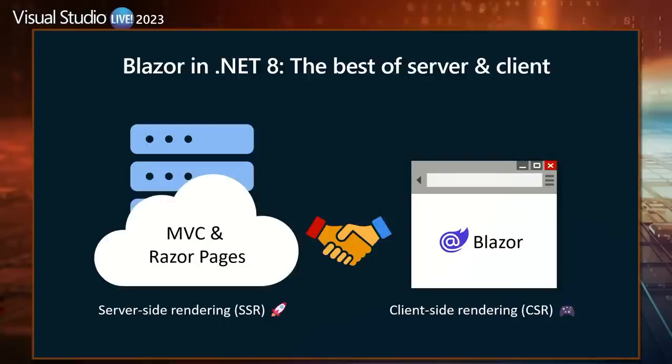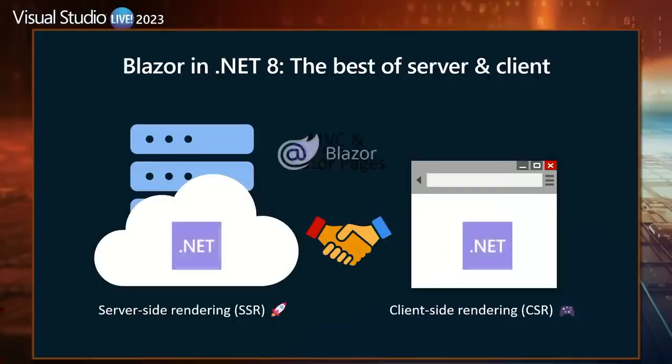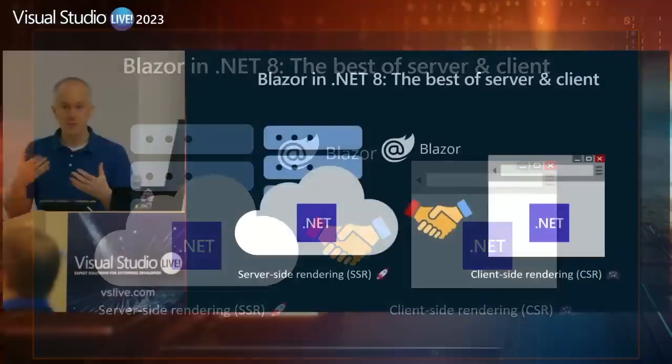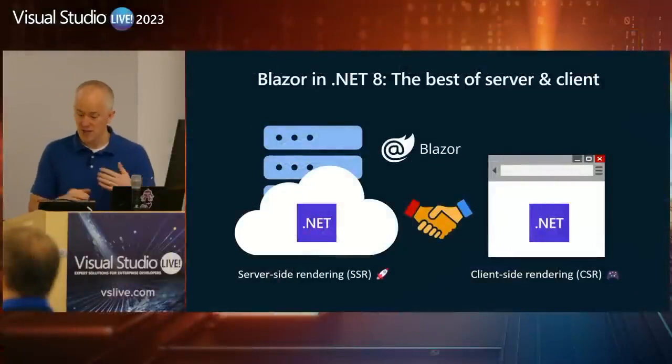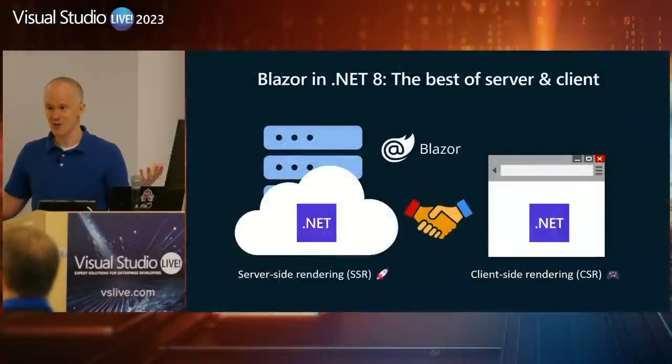While more elaborate functionality in your app needs the responsiveness of running from the client. Currently with .NET, that means you can do that, but it requires using multiple different frameworks like MVC or Razor Pages plus Blazor. In .NET 8, we're working to combine the benefits of the server and client into a single consistent model based on Blazor.